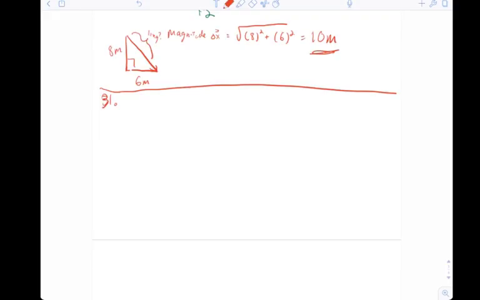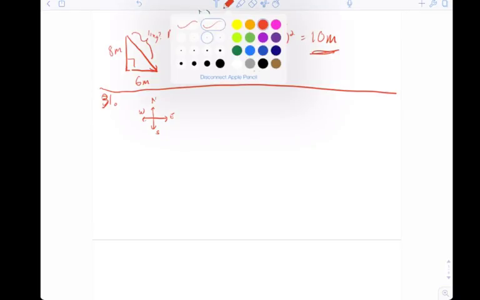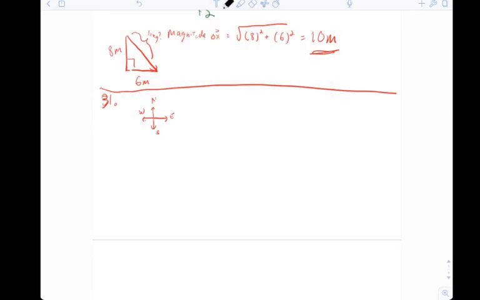Let me parse this. Let's draw north, south, east, west. North, east, south, west. Okay? And then I'll draw the goose's trajectory. First it goes 32 kilometers south, and then it goes 20 kilometers west.